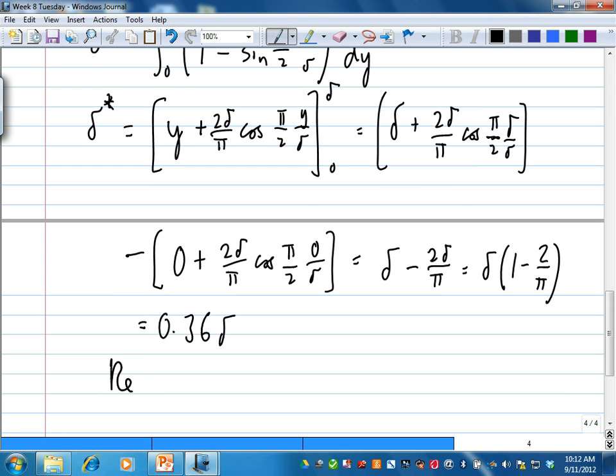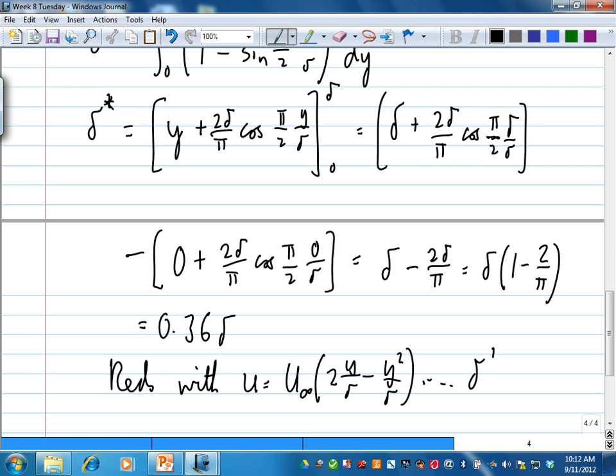redo with u equals u infinity times (2y over del minus y squared over del squared). Alright, you would get del star is equal to 0.33 del. There's a slight difference between the two profiles. This one is homework. Practice your integration a bit.